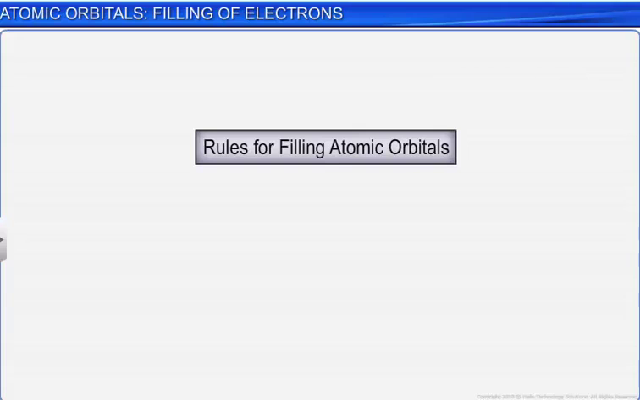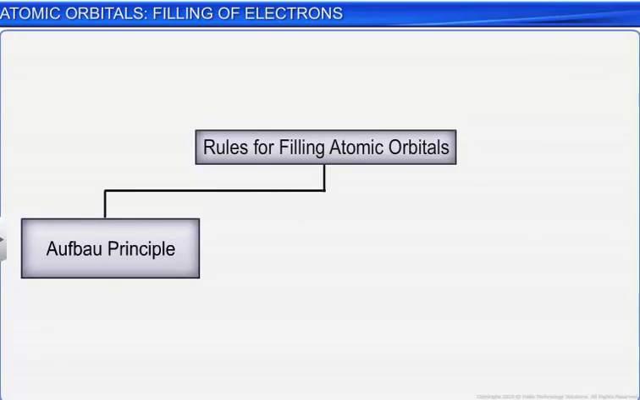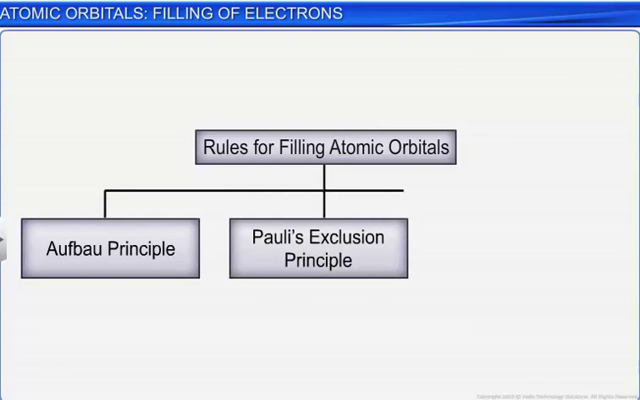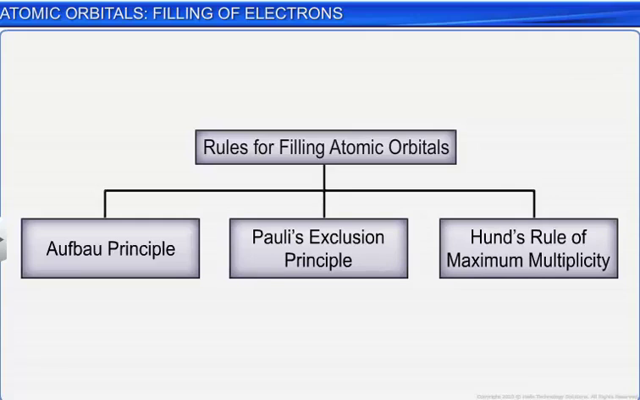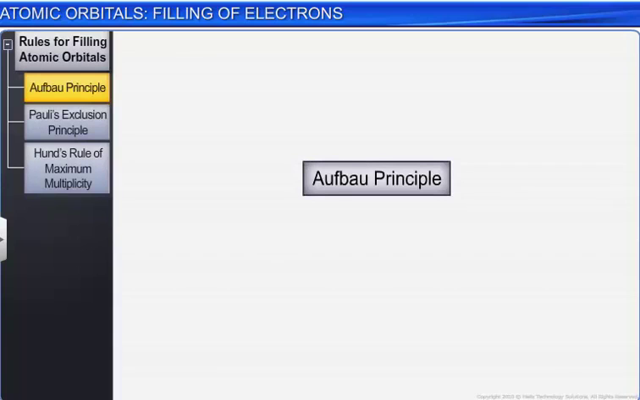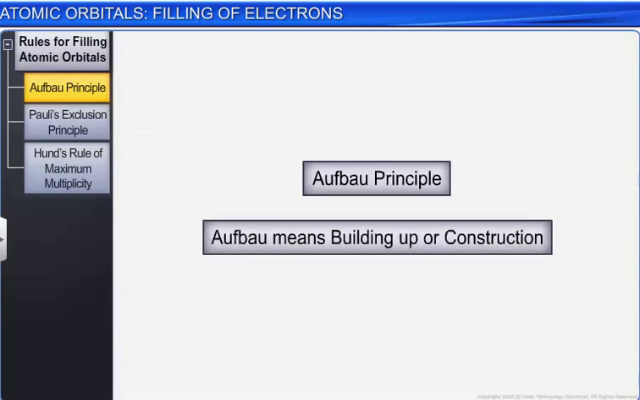The filling of electrons into the orbitals of an atom is governed by the Aufbau Principle, Pauli's Exclusion Principle, and Hund's rule of maximum multiplicity. Let us start with the Aufbau Principle. Aufbau is a German word which means building up or construction.